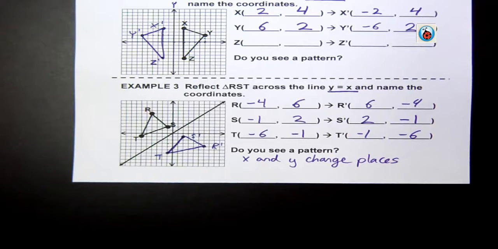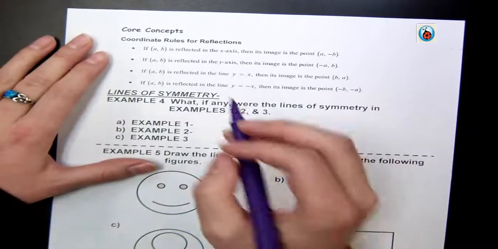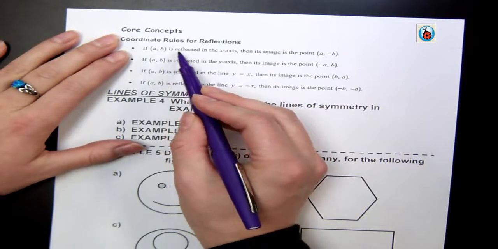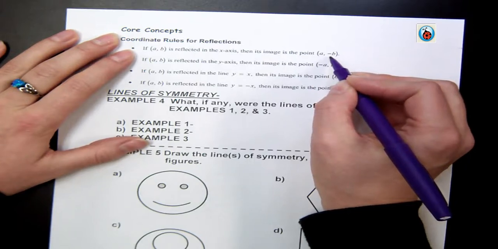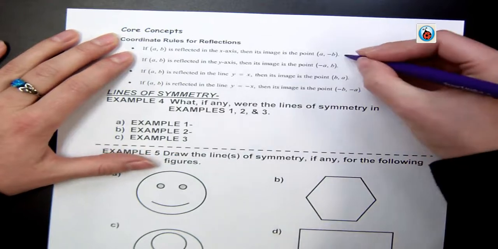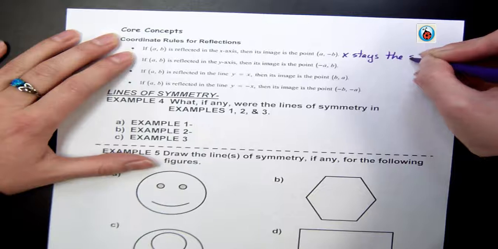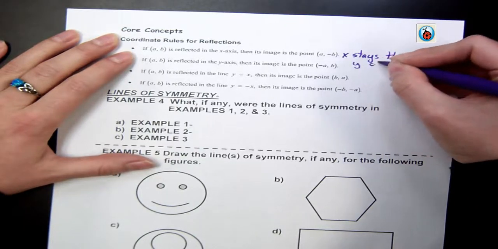So when you have that, go ahead and flip over to page 2. So on page 2, we have the summaries here for you. So when you wrote about the pattern on your page 1, you should have put something saying that the y point changes to negative. So our pattern for that, if you wanted to put words to it, I would write x stays the same, y changes sign.